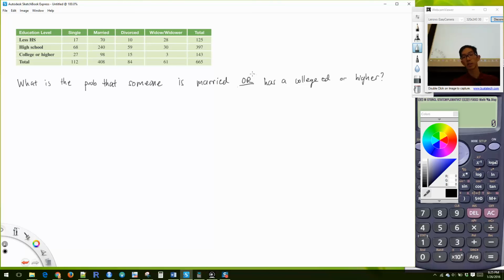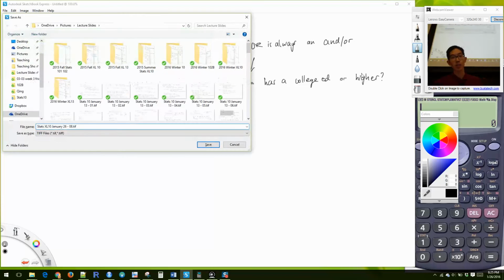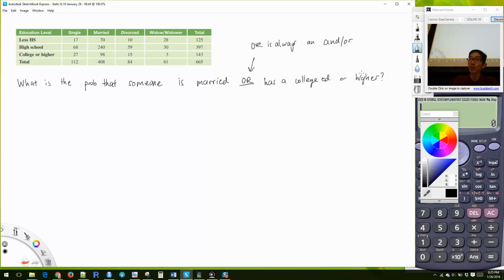Now in statistics, whenever we use the word or, this means the or is always an and/or. In the English language, or can be exclusive or an and/or. When you're talking to someone, you pick up on these subtleties. I could ask, do you like chocolate or vanilla ice cream? And probably you would answer chocolate, or you'd answer vanilla.